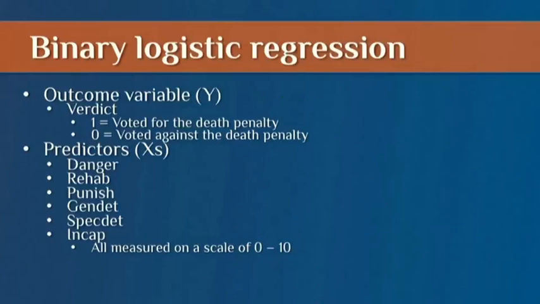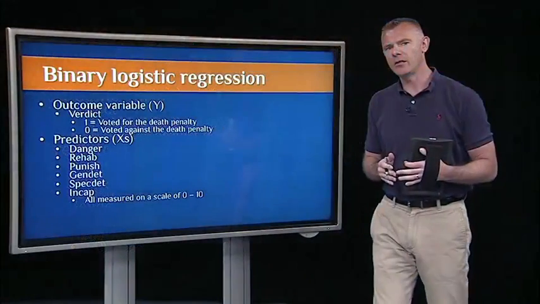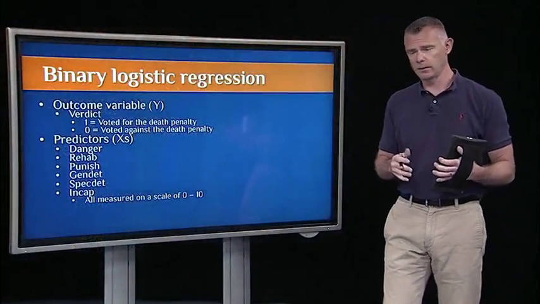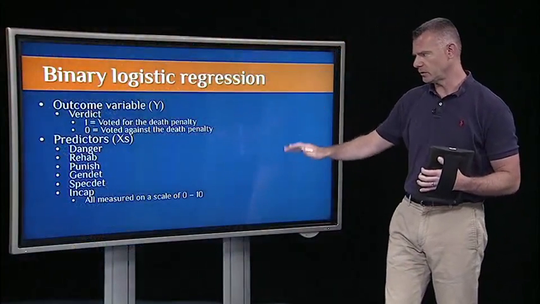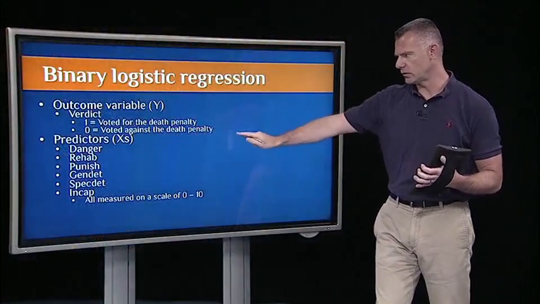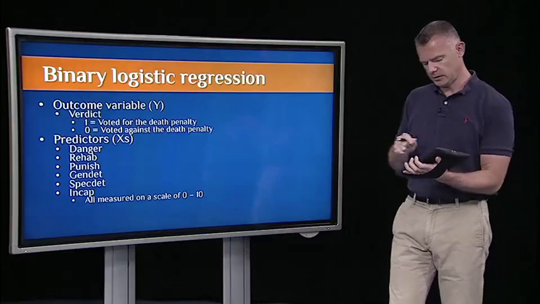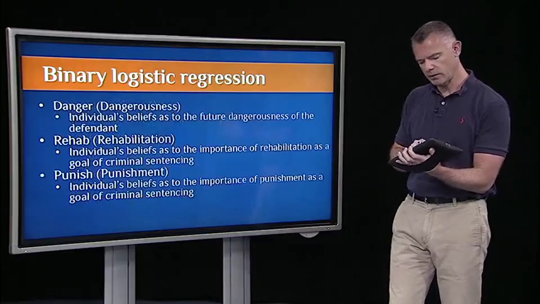And what Diamond and Casper did is they looked at a bunch of predictors, and what these predictors are is attitudes that the jurors themselves feel about the defendant, about the role of the death penalty, and about just sentencing in general, and how the criminal justice system should work. So we'll look at a bunch of these predictors. I've used just sort of shorthand for them here, but let's look through each one of them.